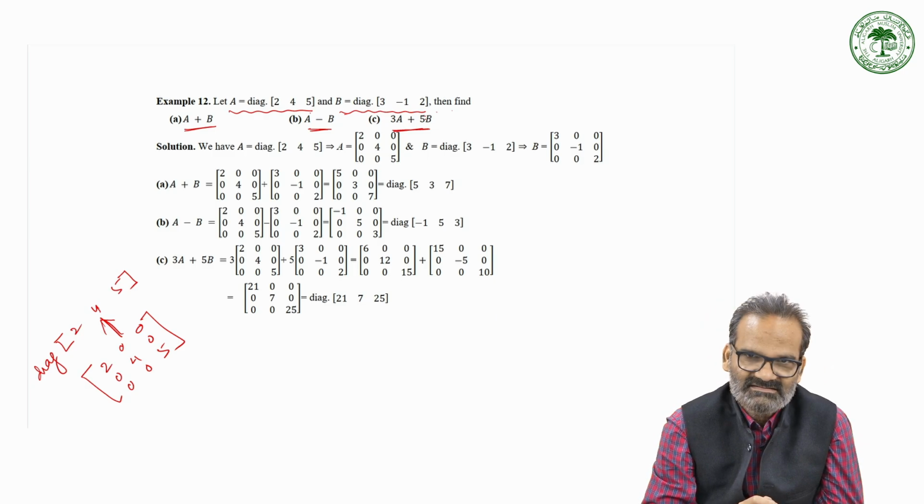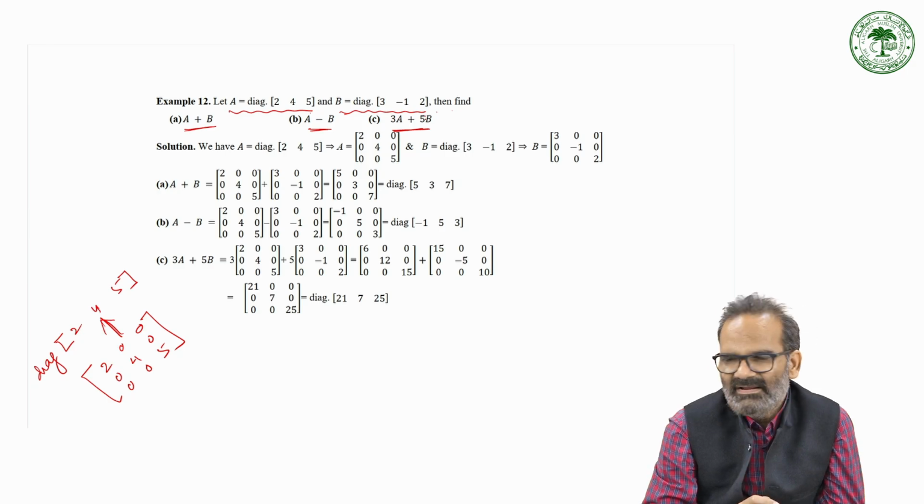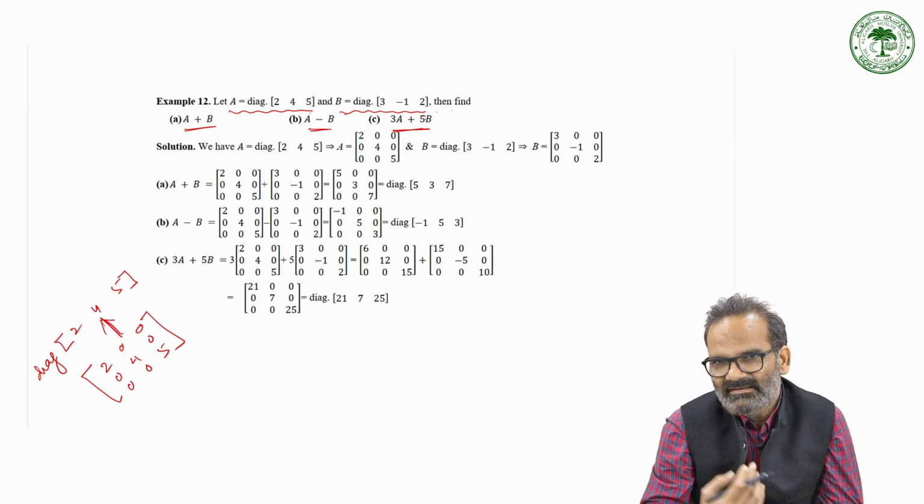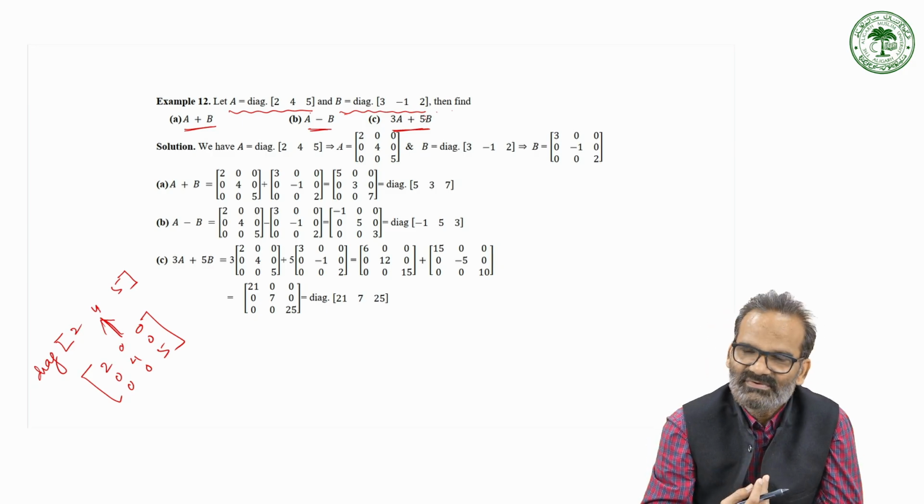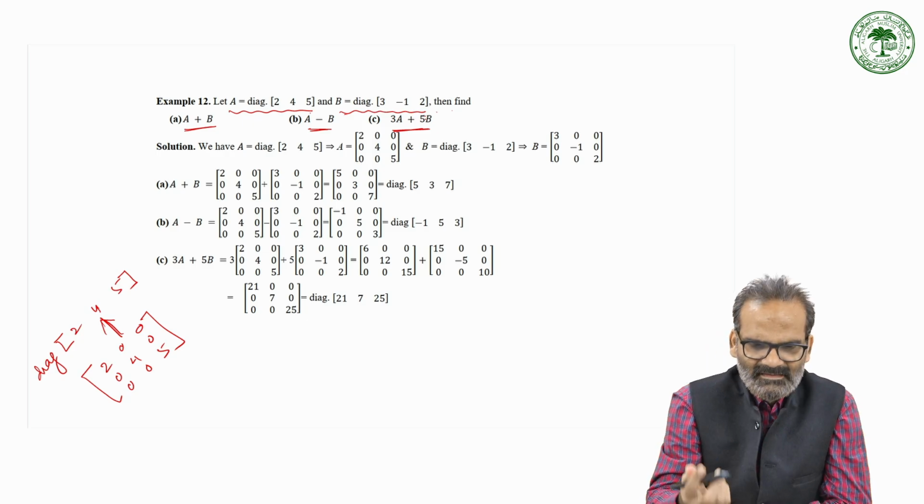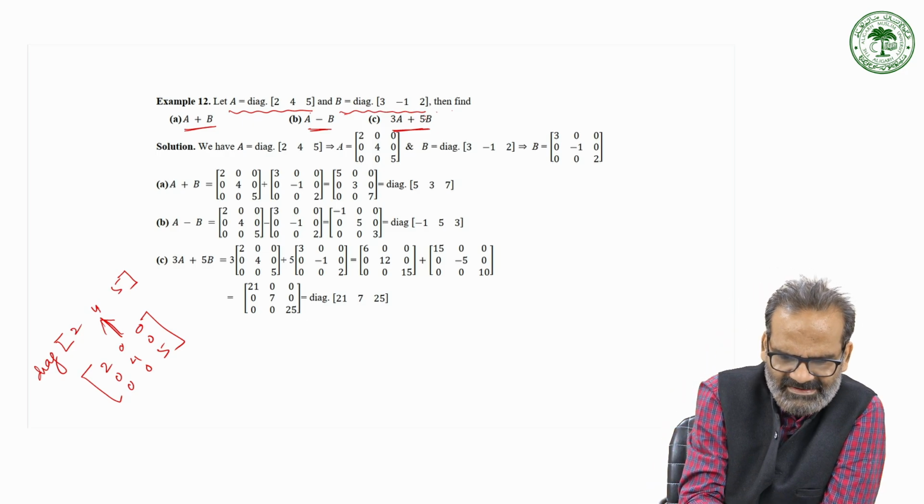We call it as 3A. And 5B means the scalar multiplication of B with 5. We call it as 5B. So first find out 3A, then find out 5B, and then add up these two matrices to get 3A plus 5B, right? Let us see, it's very simple case actually.